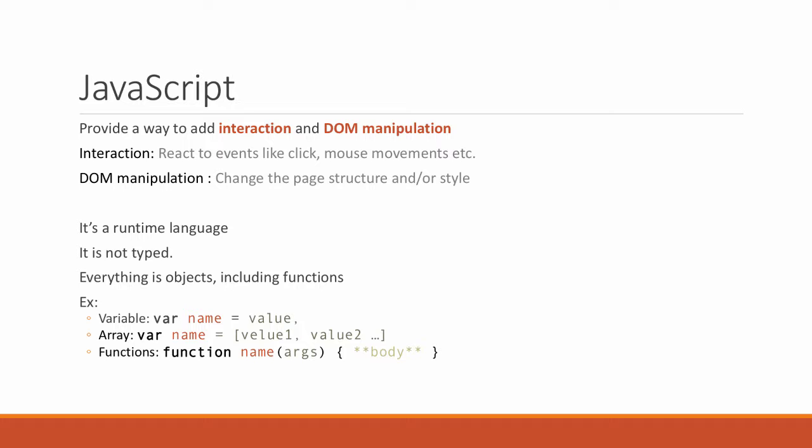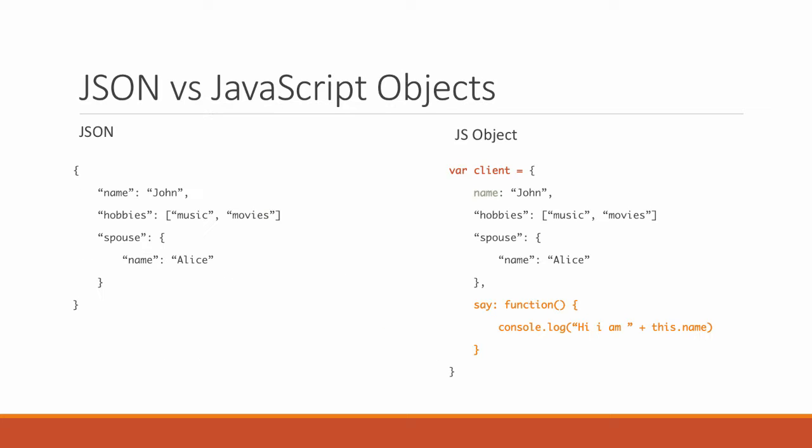So we have some examples here of how we declare a variable or how we declare an array. You see that there is no type, and how we declare functions, but we are going to see that in detail in the demo. So one thing that is important is, as I said, about JavaScript objects.